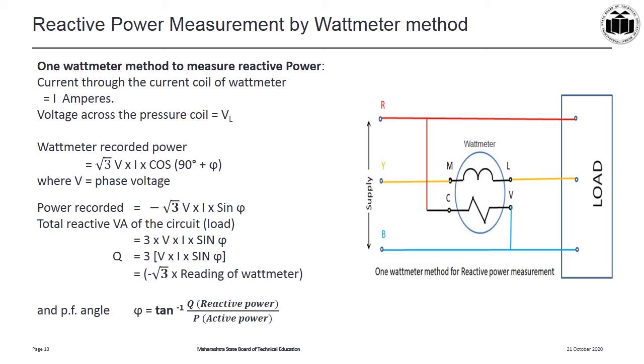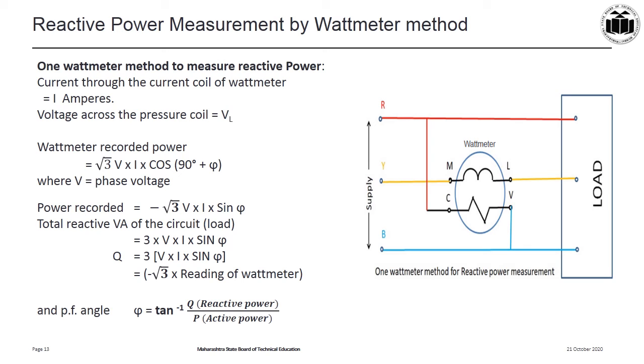One wattmeter can also be used for measurement of reactive power. Let us assume current through the current coil of wattmeter, say I ampere. Voltage across pressure coil is VL. So now wattmeter will record the power equal to VRB into I into cos of 90 plus phi, which is equal to root 3 VI cos of 90 plus phi, where V is phase voltage and VRB equal to root 3 phase voltage. Then power recorded will be minus root 3 VI sin phi.